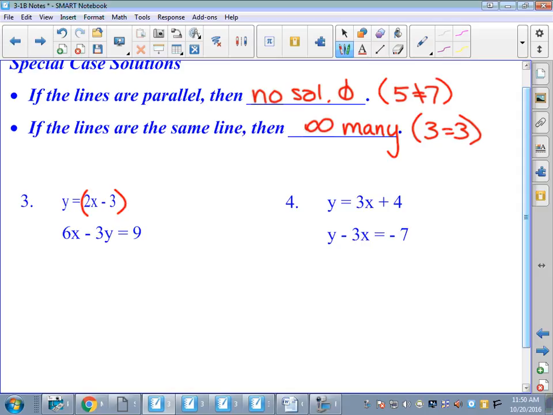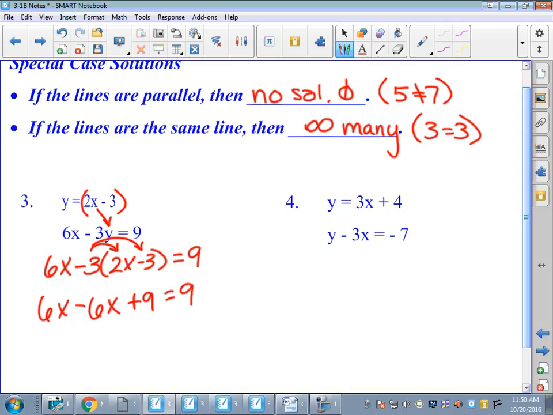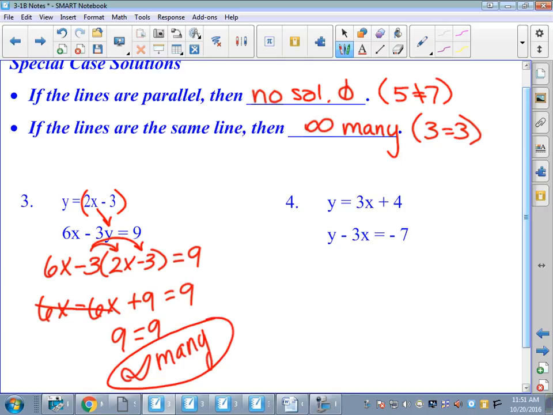I'm going to plug this y value, 2x minus 3, into this equation. 6x minus 3 times the quantity 2x minus 3 equals 9. Distribute. So I'm left with 6x minus 6x plus 9 equals 9. And you can see that the 6x and the minus 6x cancel. And I'm left with 9 equals 9. So I have to interpret that that's the same line, that's infinitely many. When does 9 equal 9? Always.